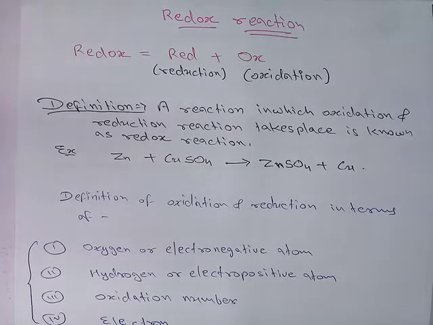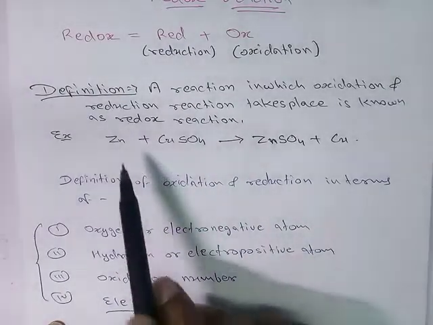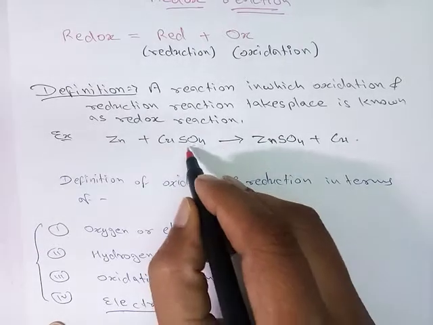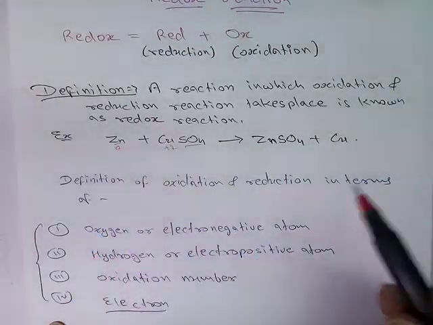Definition of redox reaction: a reaction in which oxidation and reduction take place simultaneously is known as a redox reaction. Here an example of a redox reaction is zinc plus copper sulfate. Here the oxidation state of copper is +2 and the oxidation number of zinc is 0.